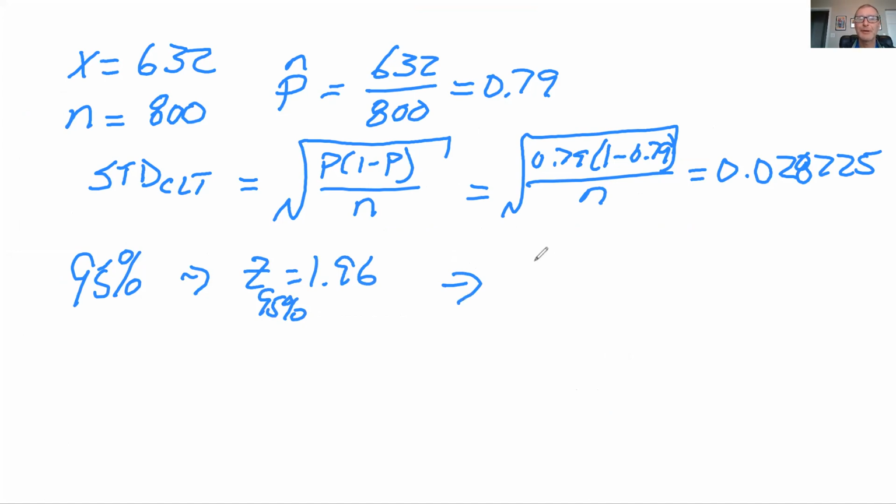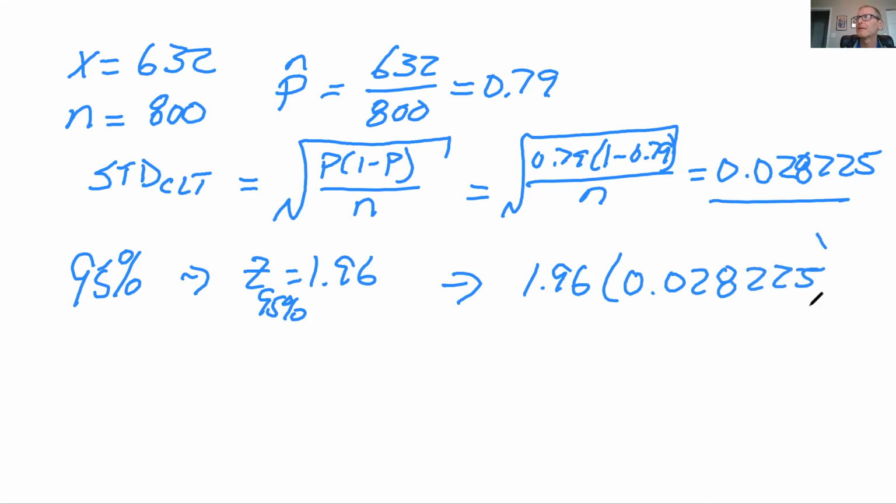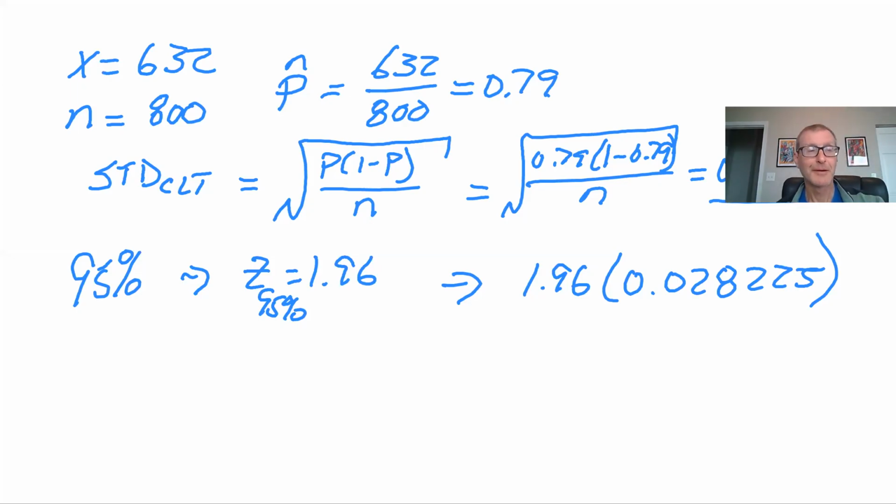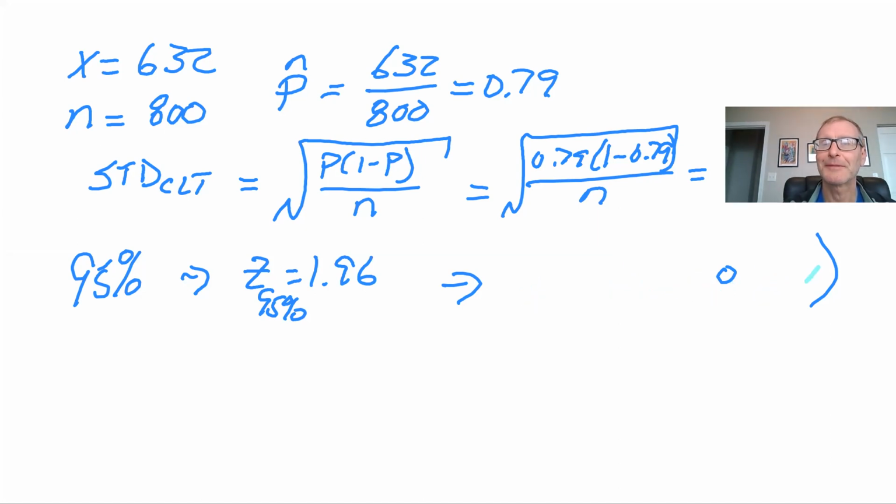And so that would be 1.96 times this crazy number. And when you do that calculation, okay, I put it on pause for a second because I wrote down the wrong number. So this was actually the answer, and I skipped a step when I was writing down.